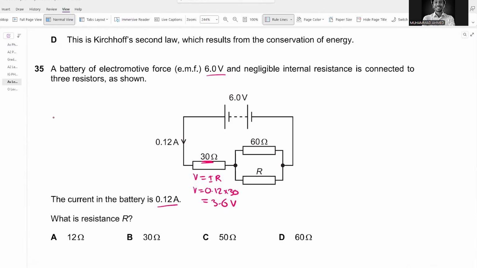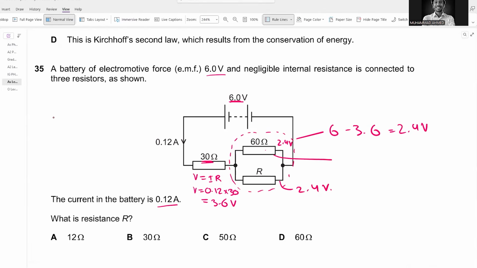This resistor has eaten up. The total voltage is 6. What will this branch get? Or what will this parallel combination get for that matter? बेटा इस पैरेलल कॉम्बिनेशन में कितना वोल्टेज आएगा? 6 minus 3.6, that is 2.4 volts. That means इस resistor को भी 2.4 and इस resistor को भी 2.4 volts.